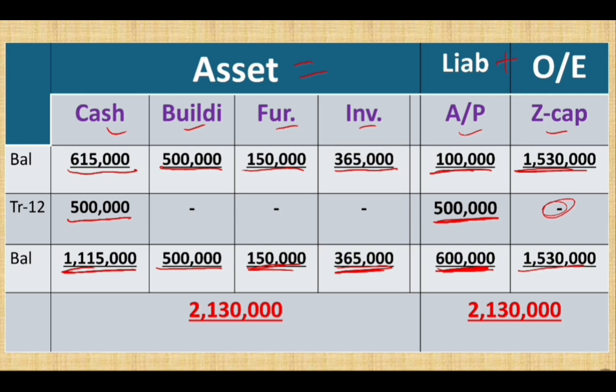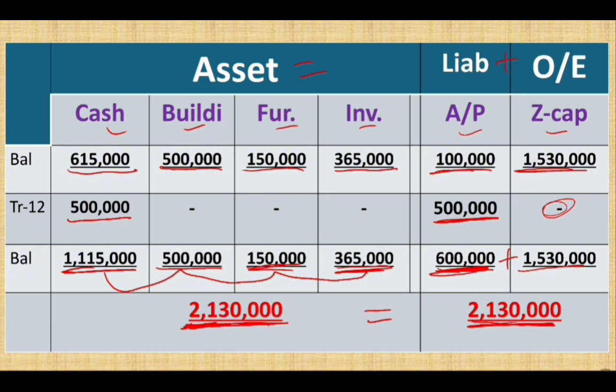That's 1,530,000. So at the end, the total assets after transaction 12 is cash plus building plus furniture plus inventory. That is 2,130,000, and the total liability plus owner equity is 600,000 plus 1,530,000, which is 2,130,000. So both are balanced.